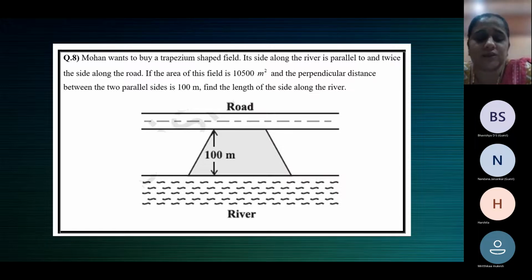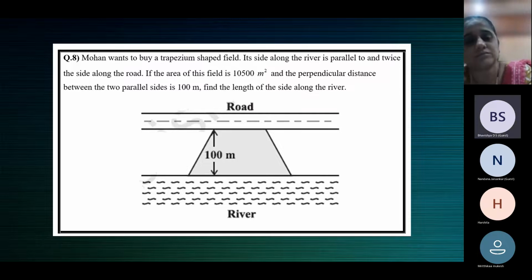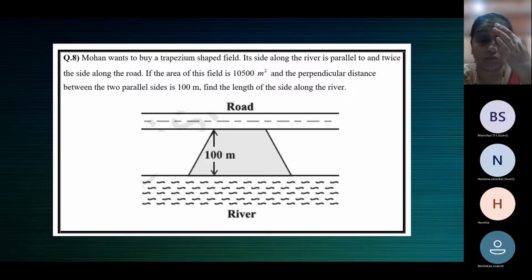So what's the formula to find the area of a trapezium? Half into h into a plus b square units, ma'am. Very good. What's the value of h here? What is the distance between the two parallel sides? That's the value of h. What is the perpendicular distance between the two parallel sides? 100 meters, ma'am.